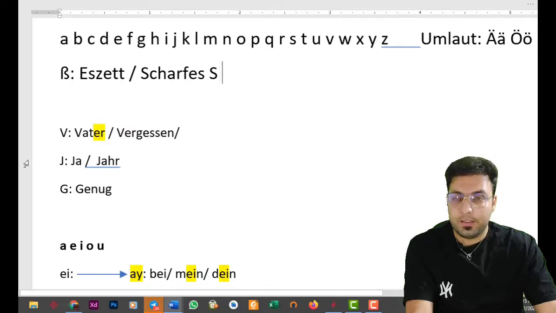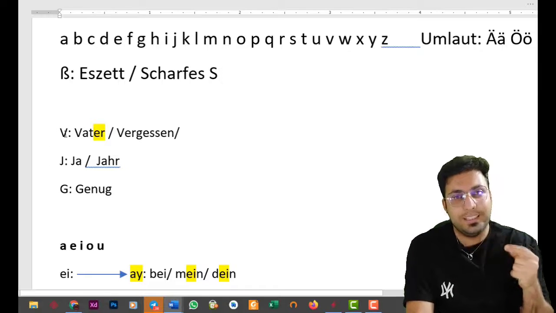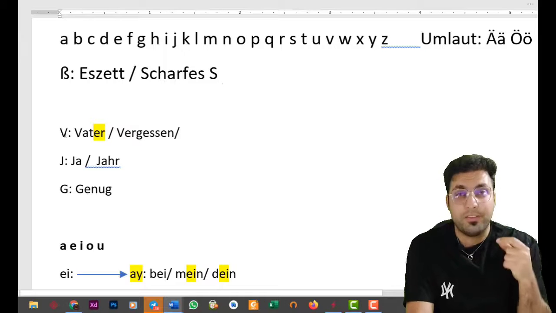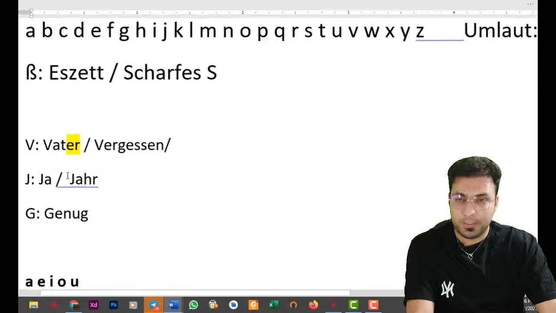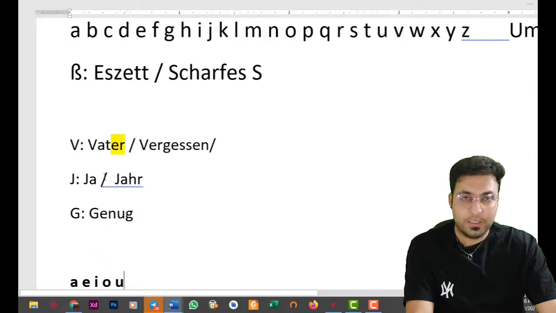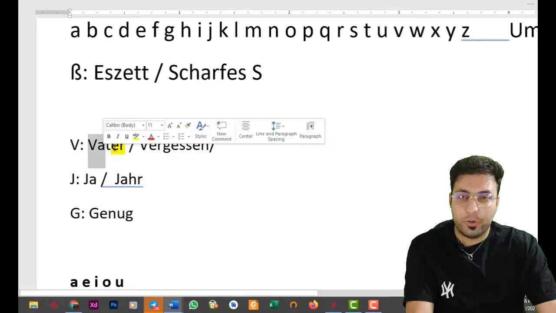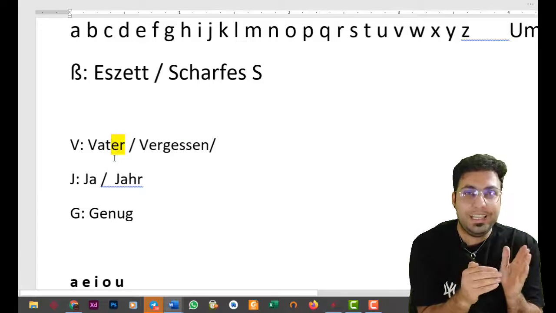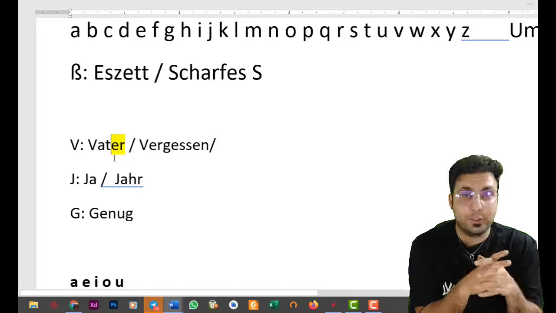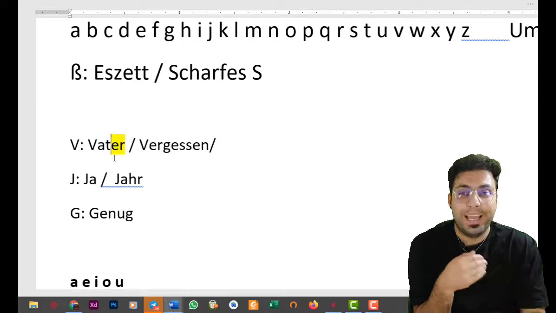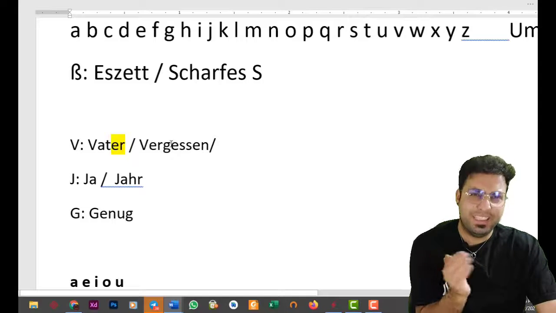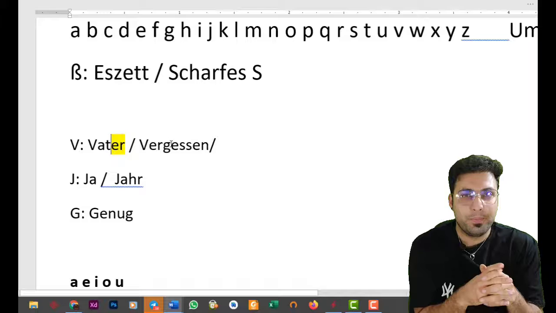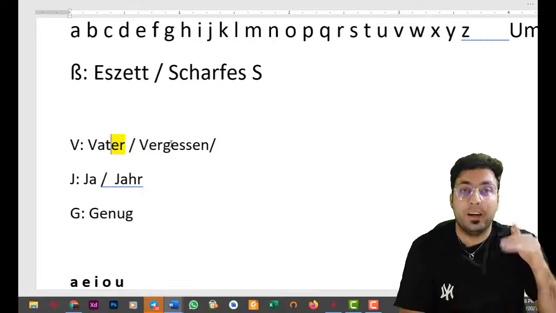So this letter in the alphabet, we call it V. It sounds always F. So that is Vater. Look at here, let me make it bigger. That is Vater, okay? So when a word ends with ER, we are going to pronounce it like a German A. So we say Vater. Vater is also correct, but it's better to pronounce it Vater.